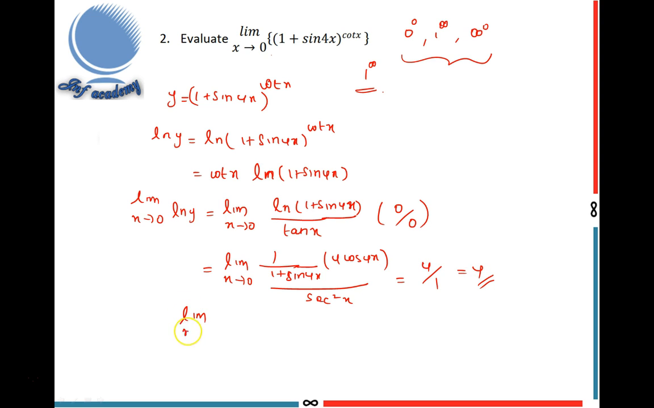So the limit as x tends to 0 of log y is 4, not y. The given function is y. Here I took the logarithmic function, so now I take the exponential function. These two functions are reverse, reciprocal functions. So I take the exponential function and I got the answer. The final answer is e power 4. These two are examples of how to find the limit by using L'Hospital rule.